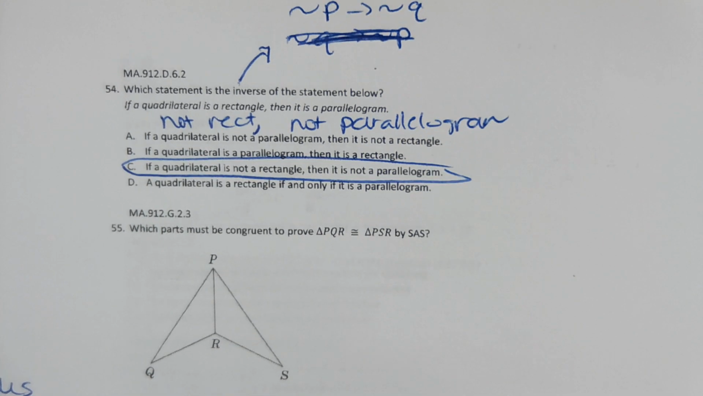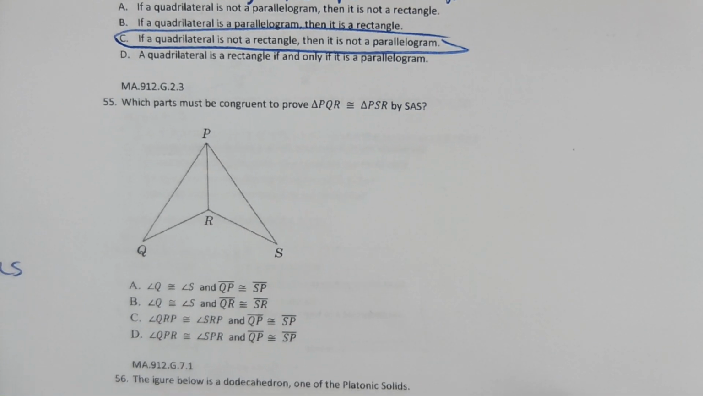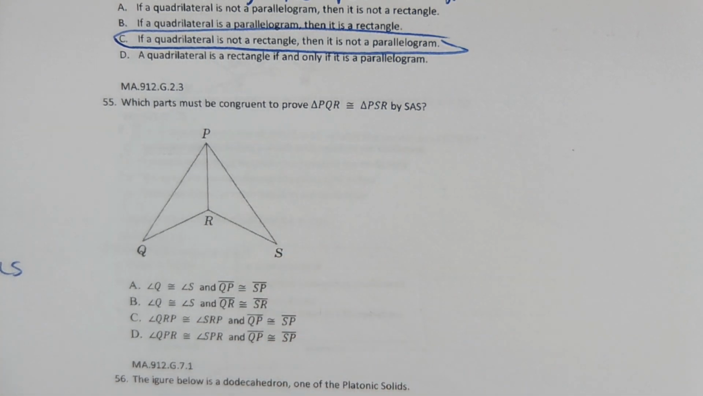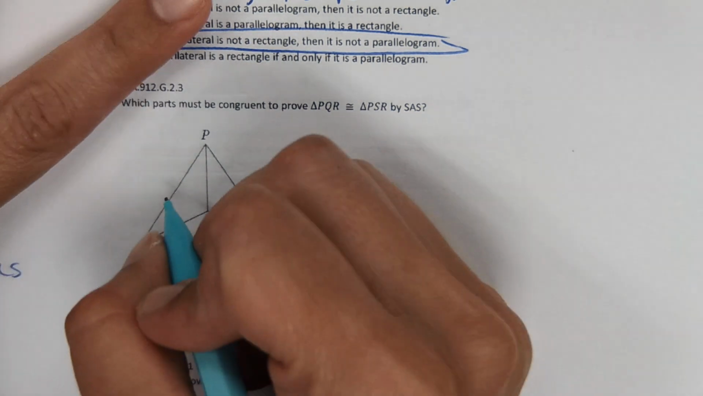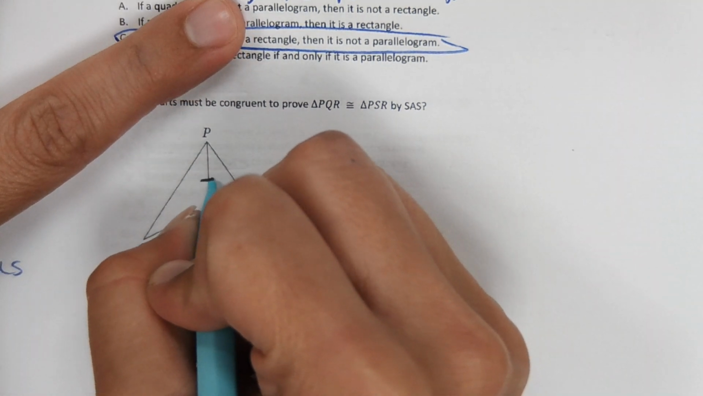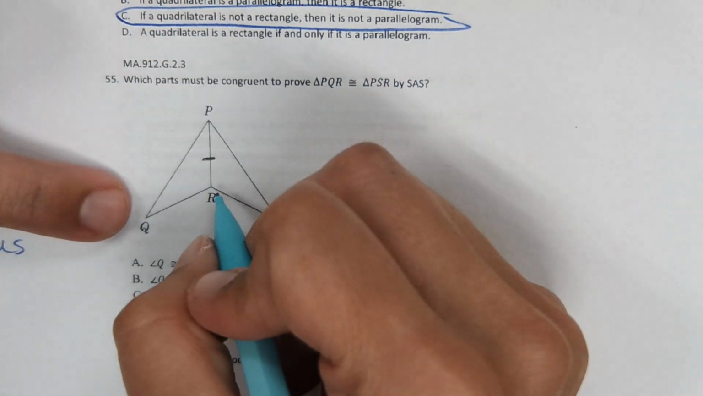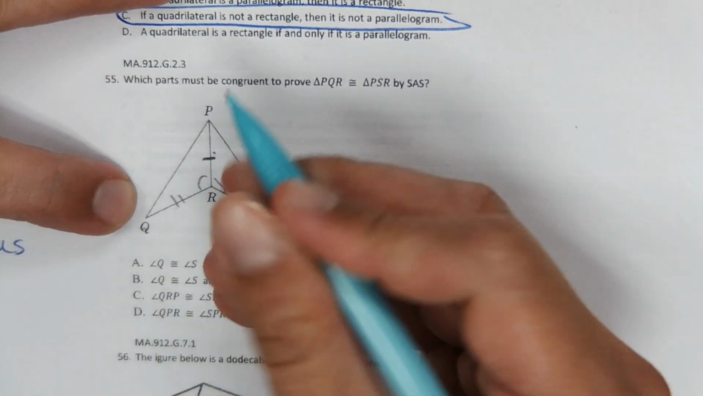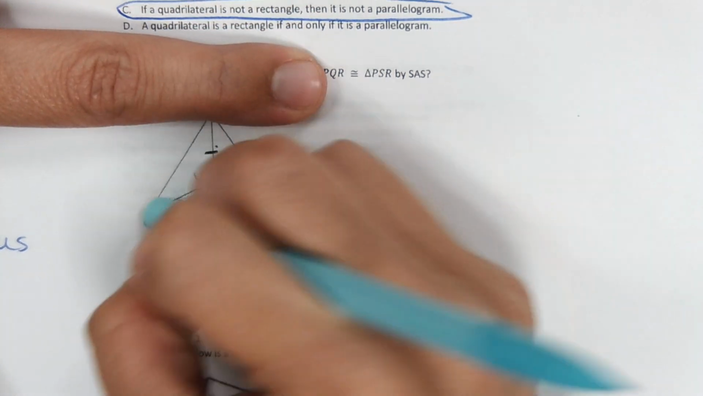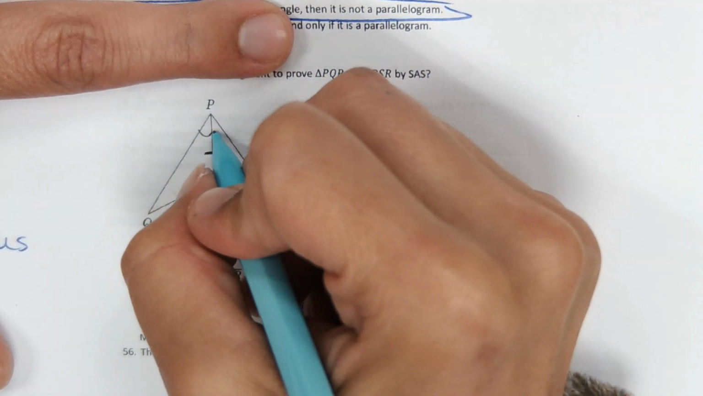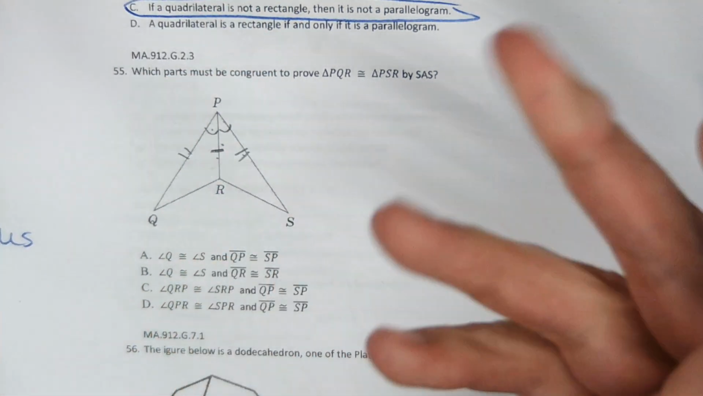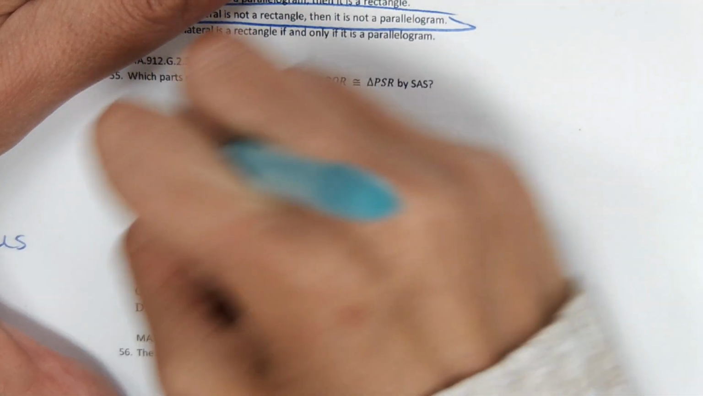Next one, 55. Which parts must be congruent to prove that these 2 triangles are congruent by side angle side? So for side angle side, it needs to be consecutive side angle side. So for example, this shared side is the same. So we could say that this angle is the same as this one, and this side is the same as this, and we'd have side angle side on both. Or we could say that this angle is the same as this, and these 2 sides are the same, and we have side angle side, side angle side. So we're looking for one of those 2 scenarios.